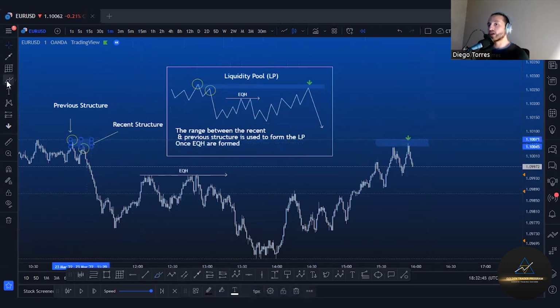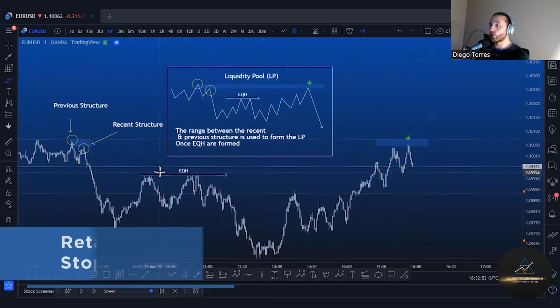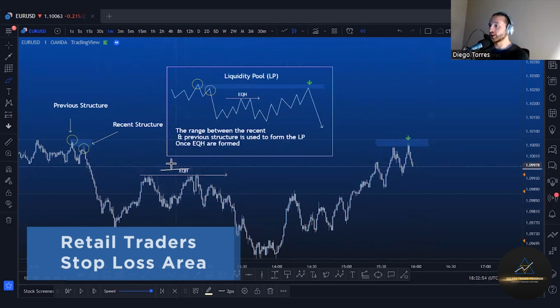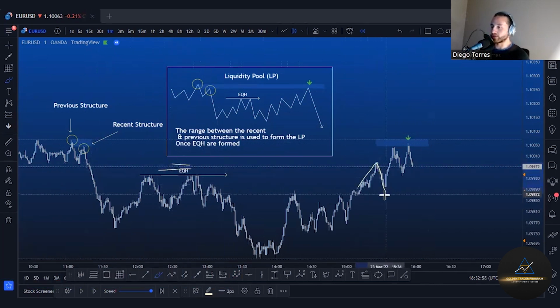So the reason the liquidity pool is there is because once you've identified the equal highs, retail are now placing a stop loss above the equal highs. So they are getting stopped out. And you can see, look, they've been stopped out now.